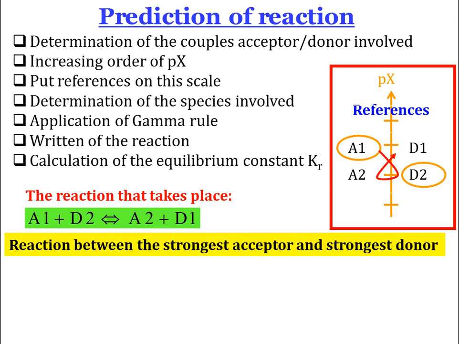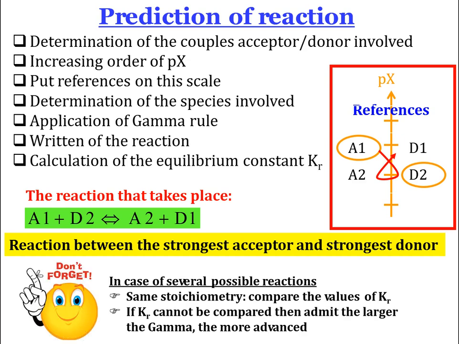Suppose in the reaction system you have possible reactions; the principal or first reaction is that between the strongest acceptor and the strongest donor. Note that the strongest donor has the maximum capacity to give the particle P and the strongest acceptor has the maximum capacity to receive this particle P. Do not forget, if you have two reactions and you want to compare the sequence of these two reactions, if they have the same stoichiometry, compare the value of Kr. If Kr of the first is 1,000 times greater than Kr of the second, the first starts and then the second starts.